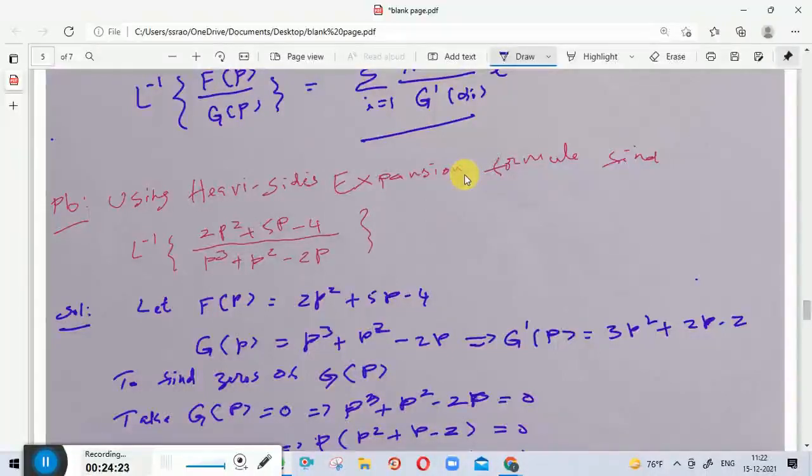One more problem using partial fractions.